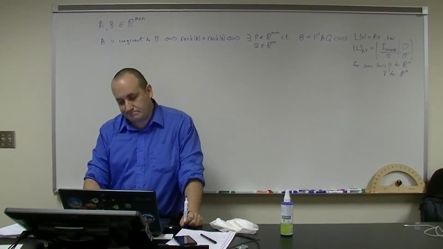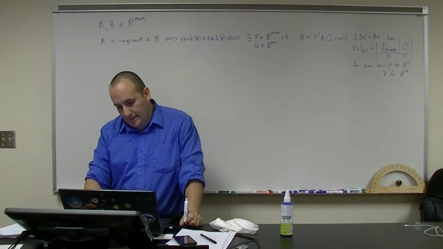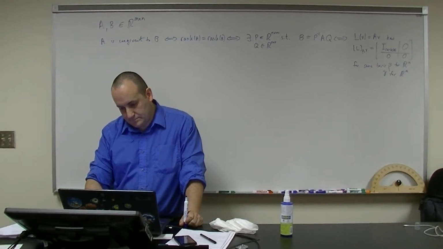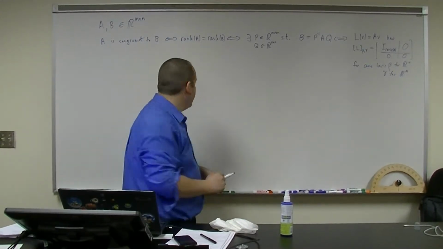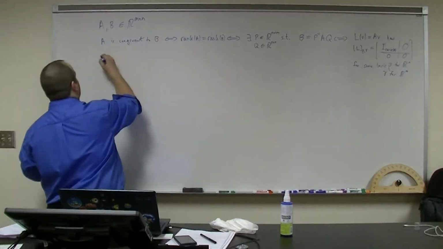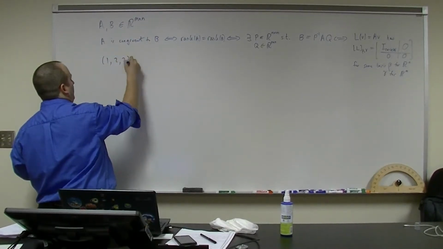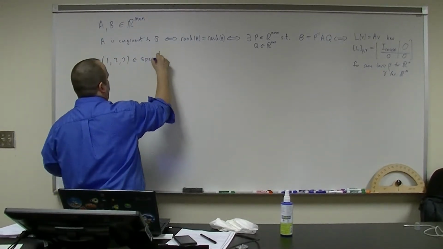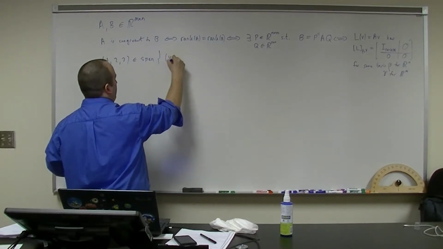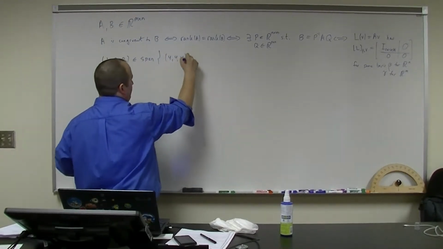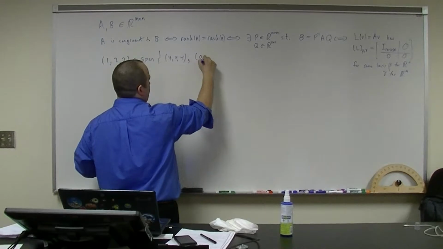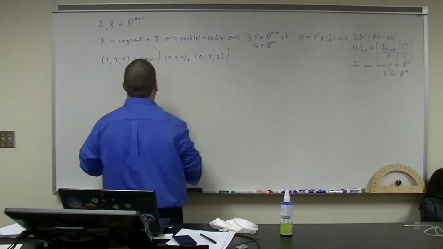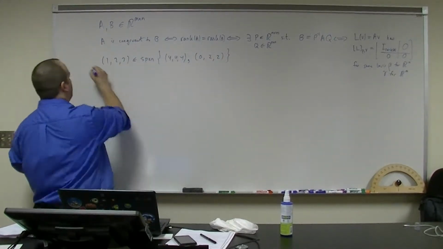Yes? Speaking about column correspondence, can you do an example where you're trying to find if two things are in the span at the same time? So, the basic spanning question? Mm-hmm. So like, is 1, 2, 3 an element of the span, say 4, 4, 4 and 0, 2, 2? Well, like two things at the same time. Two things at the same time? Yeah.